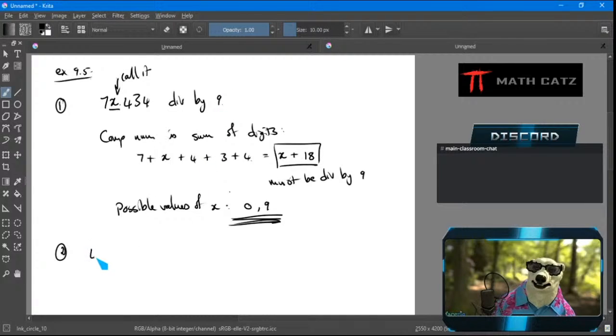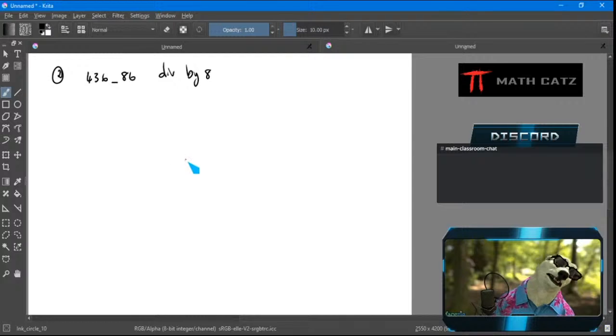The next one is 436 something 86, and it's divisible by 8. Now, the divisibility test for 8 is a completely different story and might require a different approach. In the case for 8, 8 is probably the worst one. Yes, it is faster than looking at the whole big number, but it's not as fast as adding up the digits or looking at the last digit or last couple of digits. Looking at the last 3 is still slowing me down a little bit.